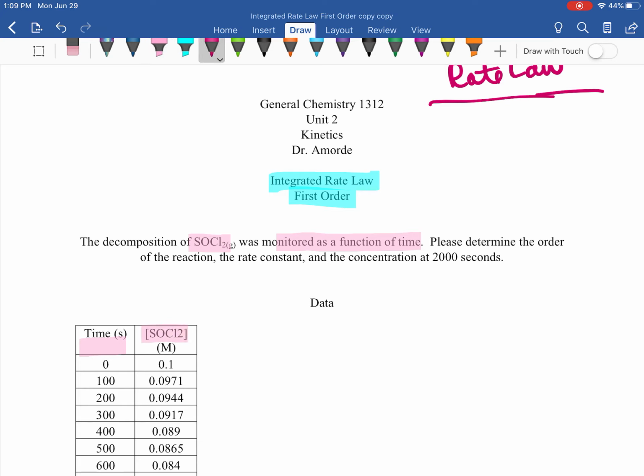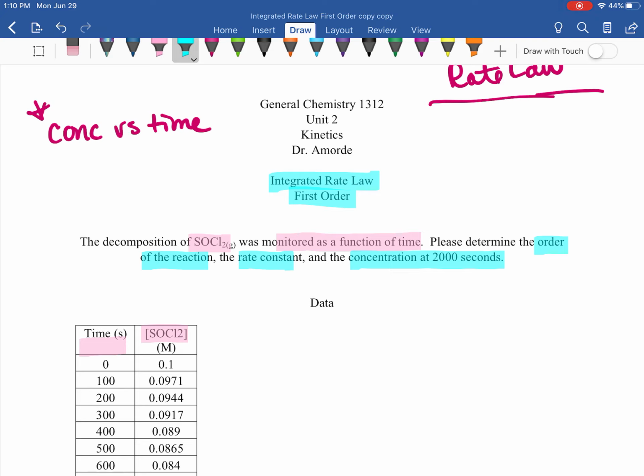Okay, I love it. So concentration and time, that is giving us a clue as to what kind of problem this is. That could either be a general rate law or general rate expression, or our integrated rate law. And then we're asked to determine the order of the reaction, the rate constant, and a concentration at 2000 seconds. Okay, so this is an extremely helpful, extremely common question in kinetics. This is awesome. This gets at the heart of so much in kinetics.